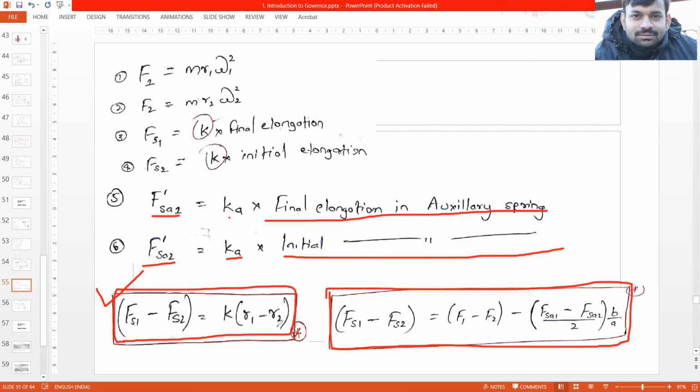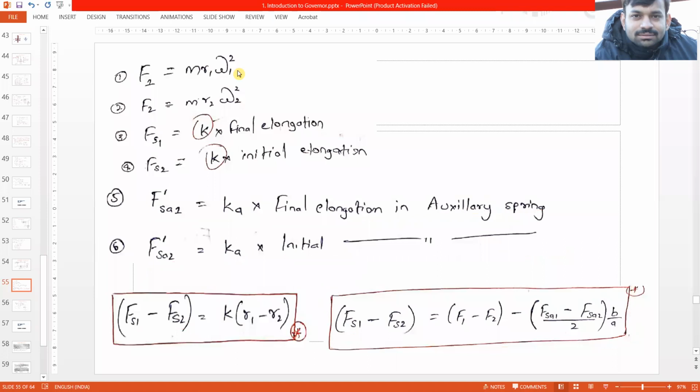So we have two equations for the difference in the spring force, and this spring force is the central spring. I hope this is clear. Let's move forward.